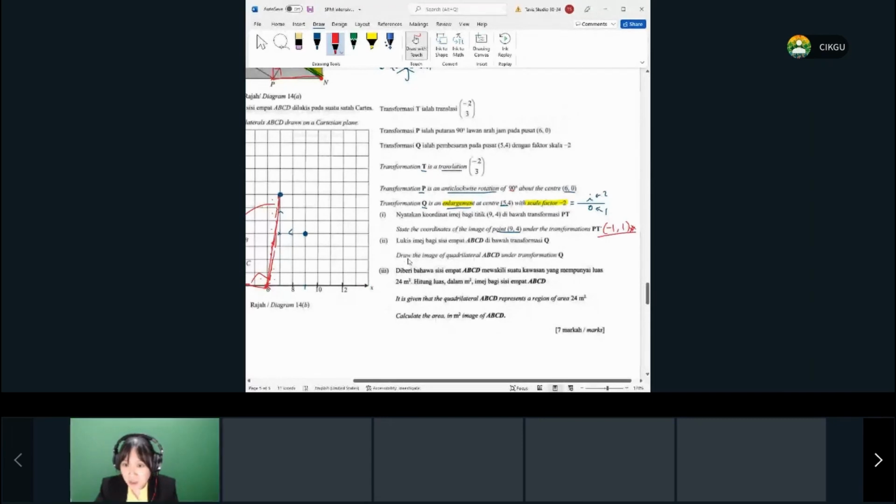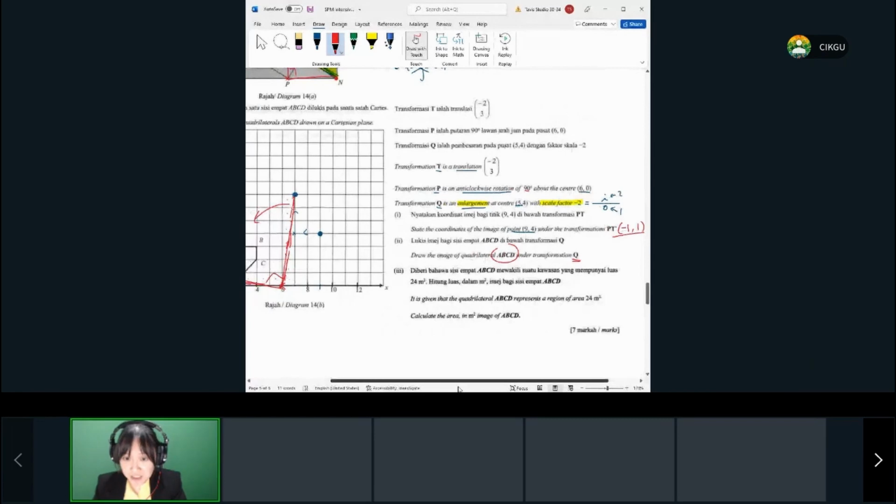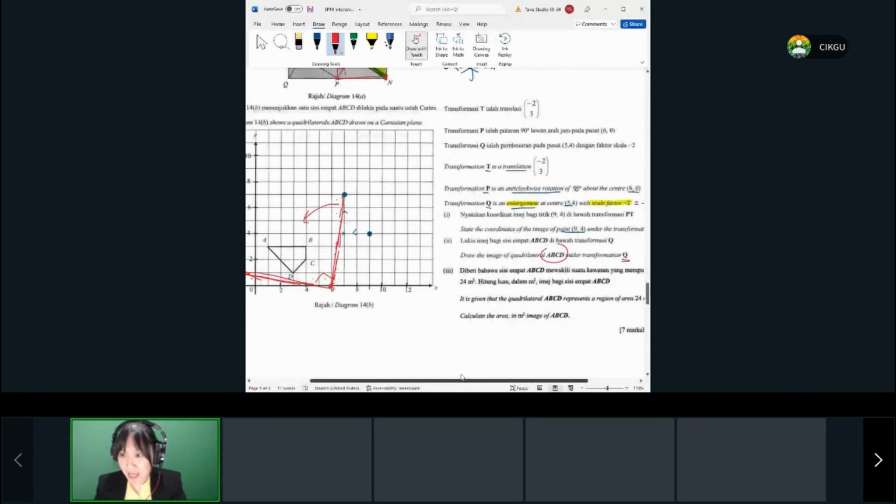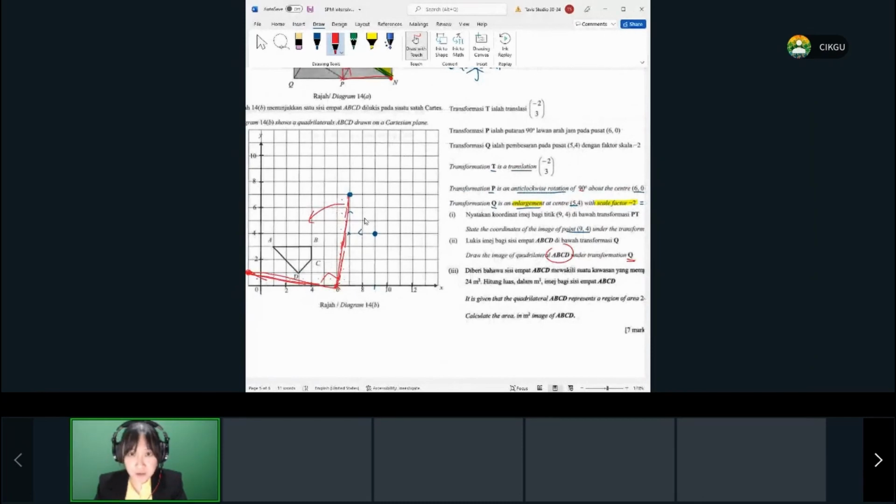Okay, next. Draw the image of a quadrilateral ABCD under the enlargement transformation Q. The enlargement scale factor is -2. So I want the image of ABCD. ABCD is here. The enlargement happens at (5, 4). Let me get rid of all of this because I need the space.